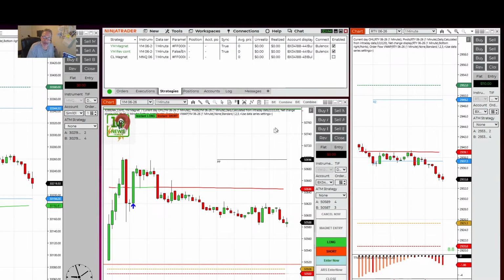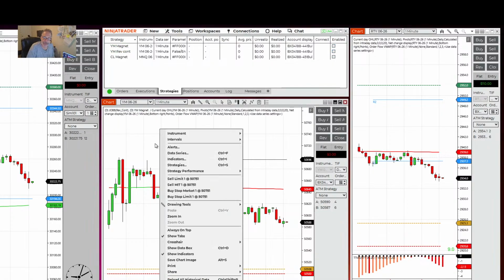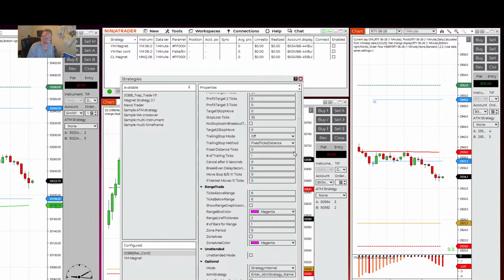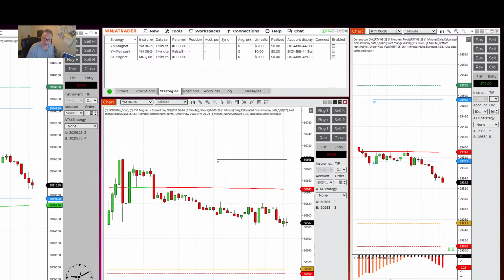All right, so we have our YM reverse continue set up. One position with a 35 tick target and a 35 tick stop. And the YM is labeled YM reverse continue. And we're trading it in account number 44 on the YM. All right, so our reverse continue is set up.